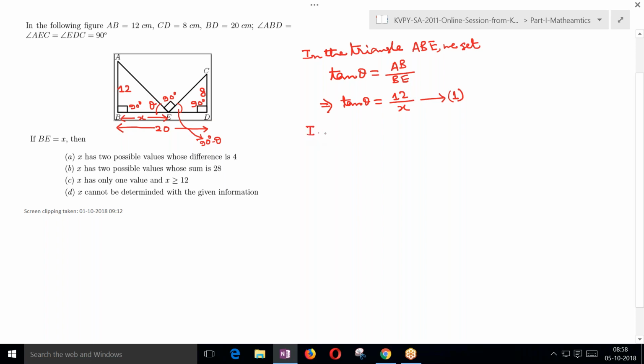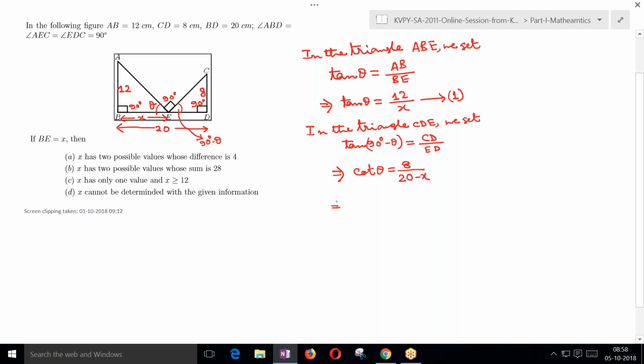In the triangle CDE, we get tan of 90 degree minus theta is equal to CD by ED. So what is tan 90 degree minus theta? We know this is equal to cot theta. What is CD? CD is given as 8. And what is ED? ED is nothing but BD minus BE, that is 20 minus X.